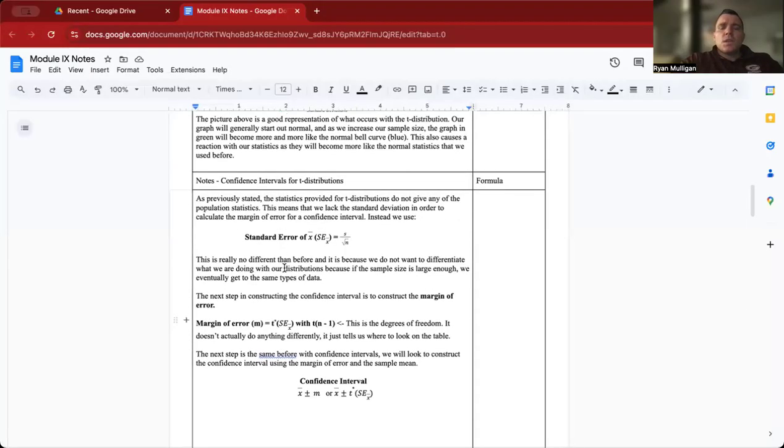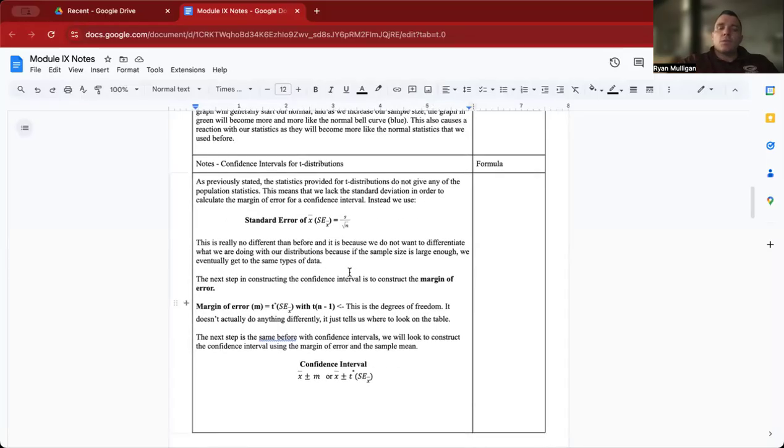I'll start with this and then I'll work my way over. So the one thing about confidence intervals for a t-distribution, I believe we used a formula very similar to the standard error for a normal distribution, where we divided by the square root of n. The difference was we had the population standard deviation in that case. In this case, we're going to be using S, which is the sample standard deviation. But what it does is it gives us a standard error of X bar.